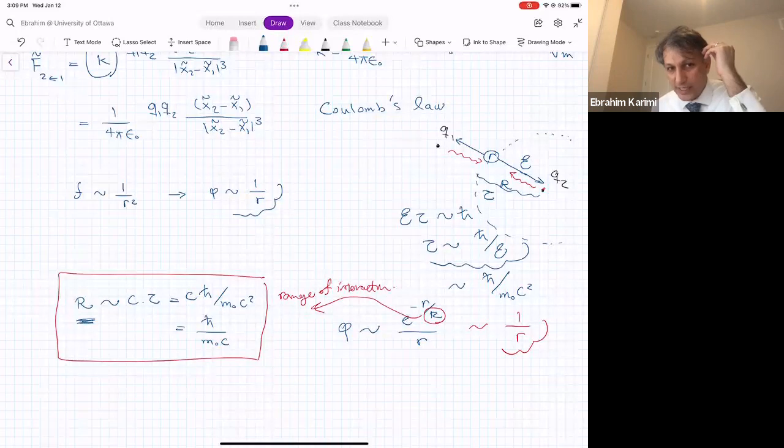And now we are saying that for a photon, the rest mass is 0. When the rest mass is 0, then essentially the range, which is R capital, will go to infinity. And then what we are expecting from the Yukawa potential is that it will asymptotically go to 1 divided by R. This is what we are also expecting from electrostatics.